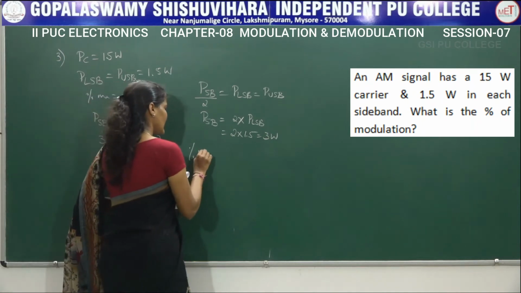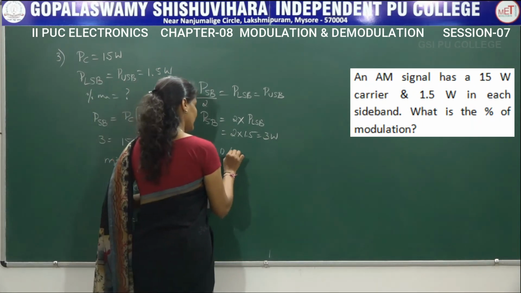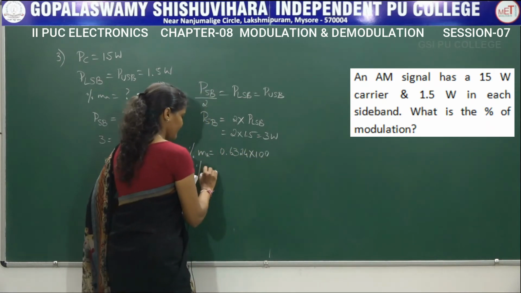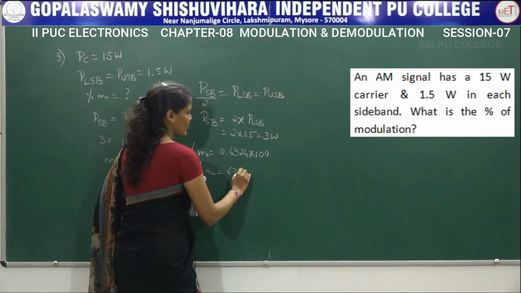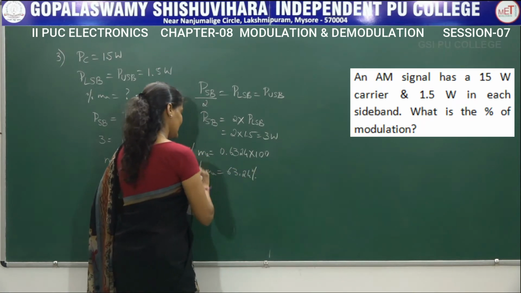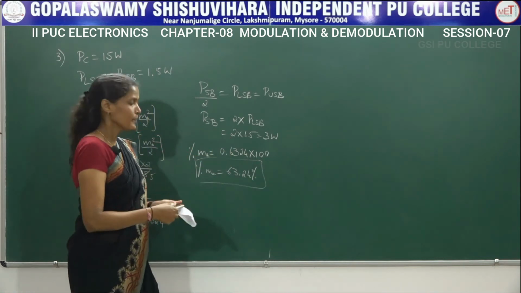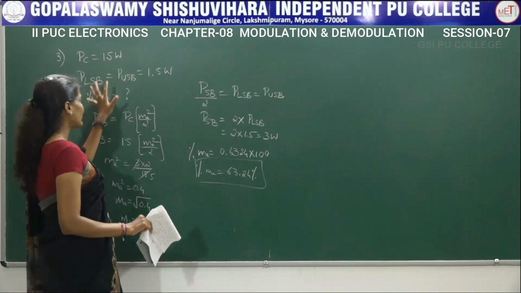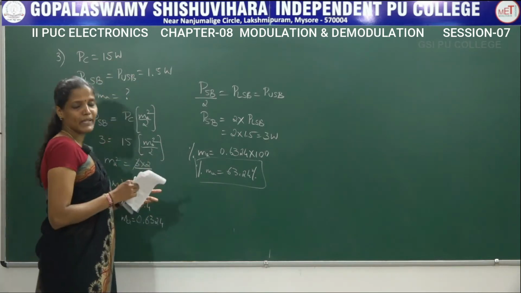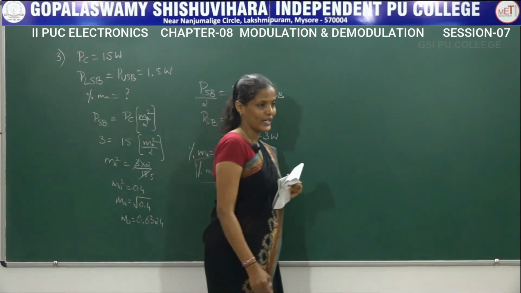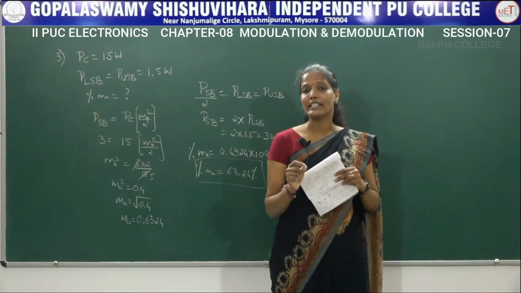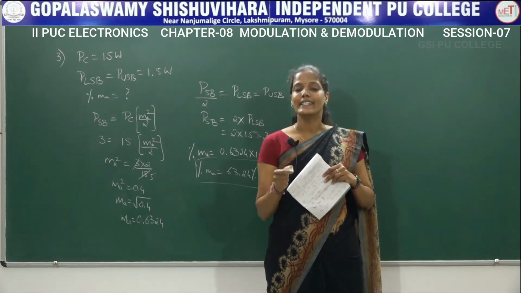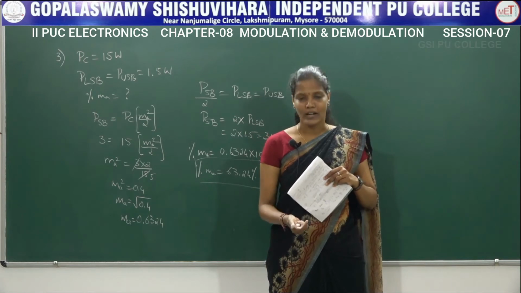But here they have asked you the percentage MA. So percentage MA is equal to 0.6324 into 100, which gives me 63.24%. So this is the final answer, 63.24%, for the given value of PC equal to 15 watts and the power of each sideband equal to 1.5 watts. In these problems, you have to read the problem carefully and understand which parameter is given and what you have to find out.